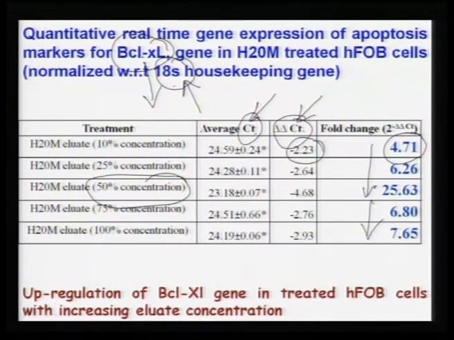There is upregulation. Upregulation means that the fold change value is typically greater than 1. 1 stands for control cells or control sample, like an untreated sample, and with respect to 1 it is severely upregulated, even going to 25.